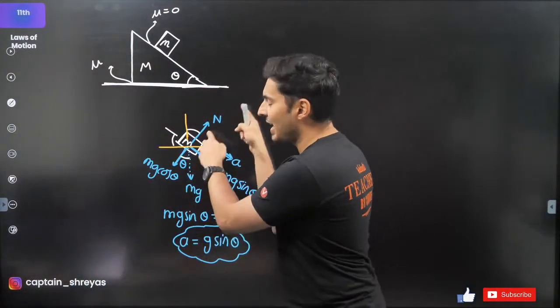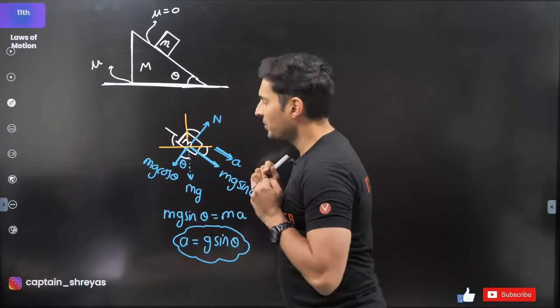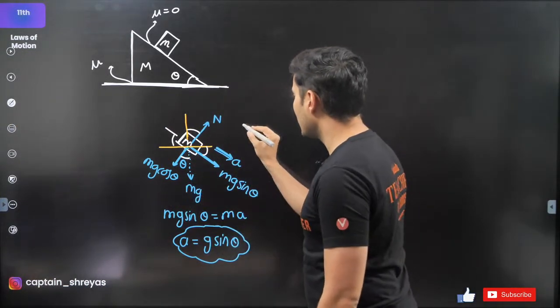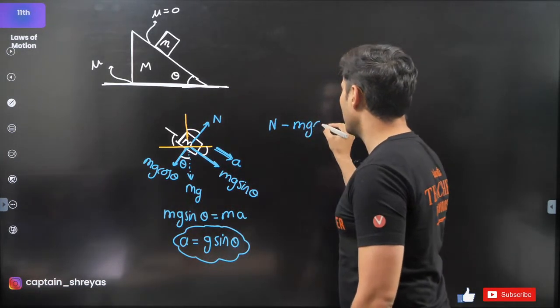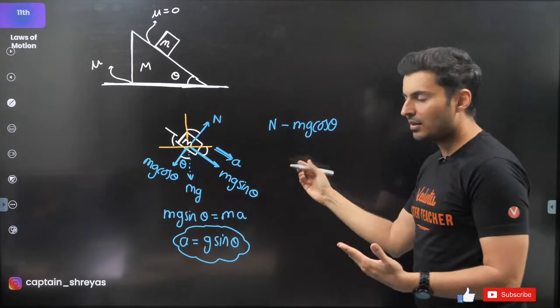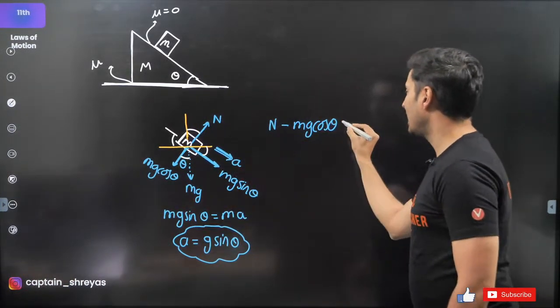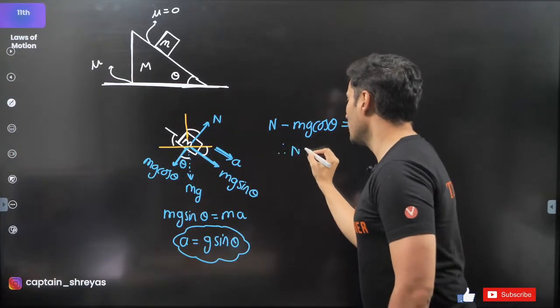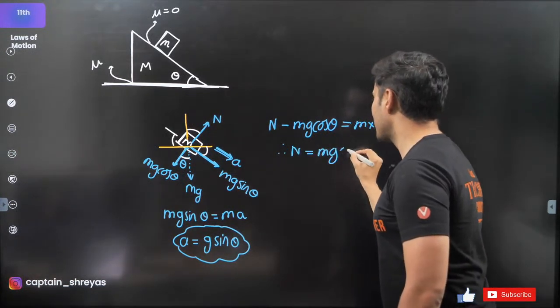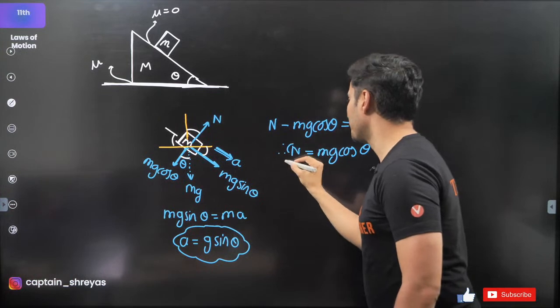What about this direction? In this direction, I can see that the normal force minus mg cos theta, there is no acceleration, so that will be mass into zero acceleration. So therefore, the normal force will be just simply put mg cos theta.